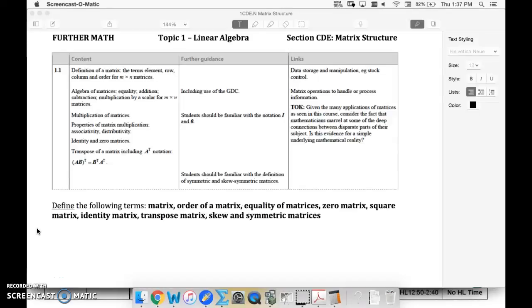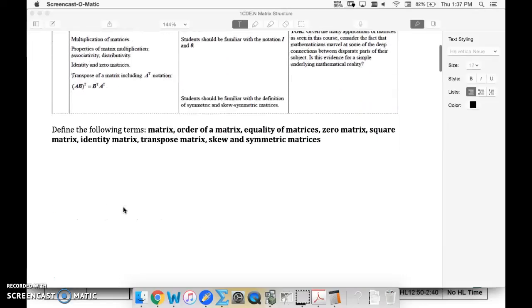Hello students, we are starting here our new topic, Topic 1 Linear Algebra, and we're going to start with 1.1, looking at what is a matrix and some different vocabulary of matrices, also multiplication, identity and zero, all of this sort of stuff. So let's start with defining all of those terms.